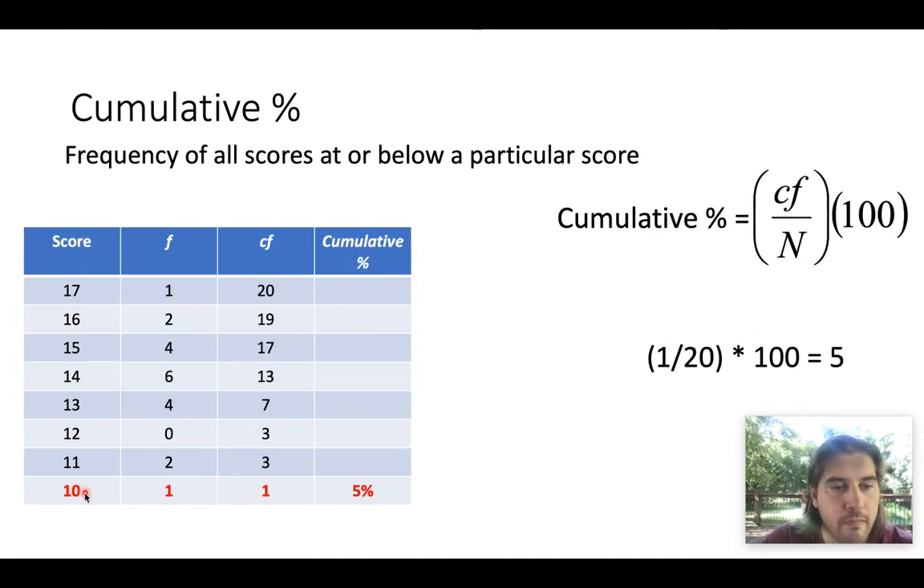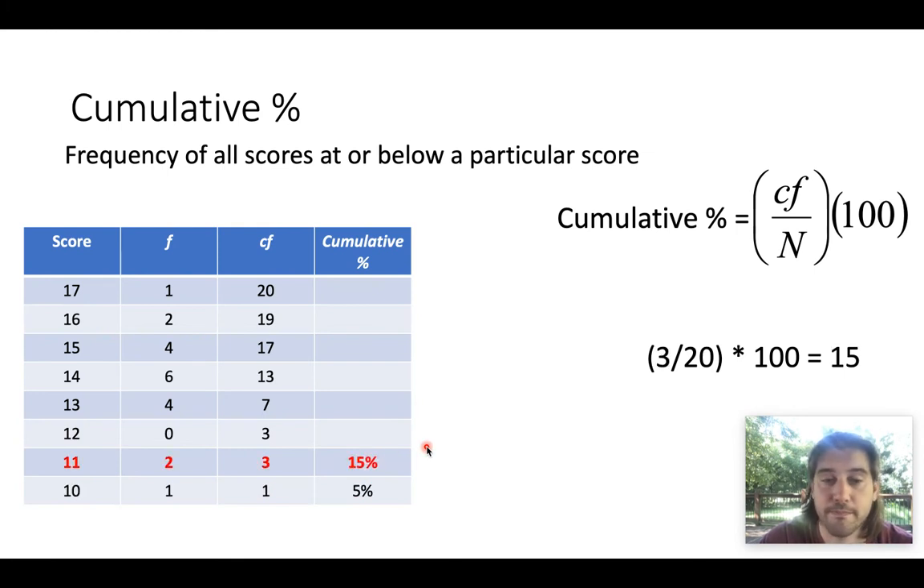Let's start at the bottom. I have the score of 10. 10 occurred once. 10 is the bottom score, so it has a cumulative frequency of 1. So I go 1, which is its cumulative frequency, divided by 20, which is the total number of participants in the data set, times 100. I'm going to use this star for times instead of x because x is used for other things in algebra. So this little star is going to typically denote multiplication. 1 divided by 20 times 100 equals 5. That tells me that 5% of people scored at or below 10. Of course, there is no score below 10, so this just tells me that 5% of people scored a 10.